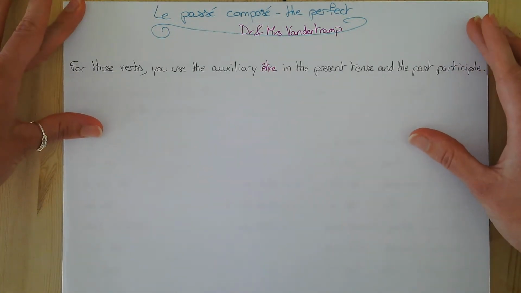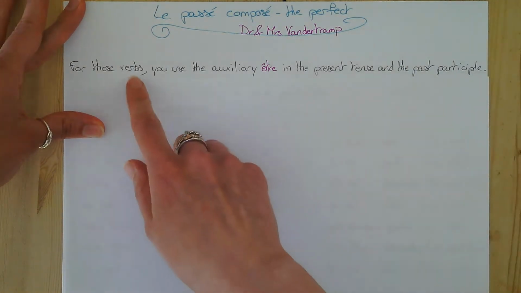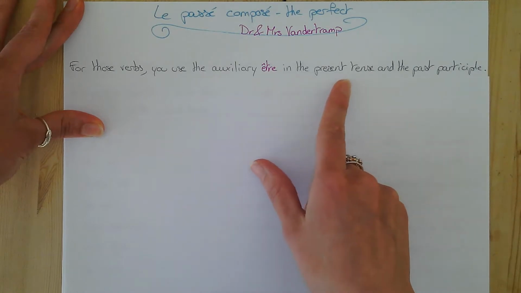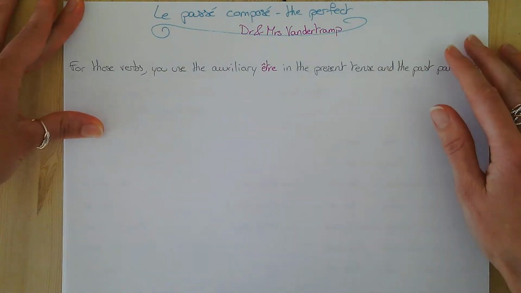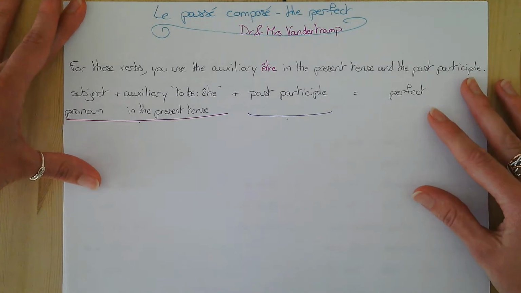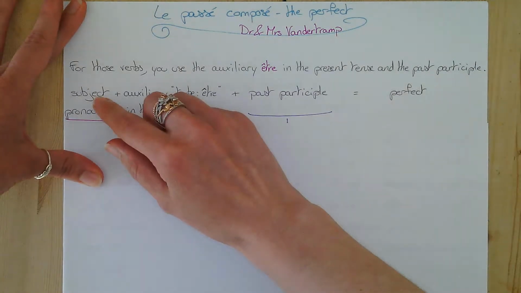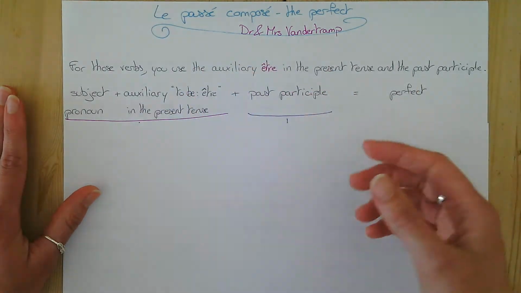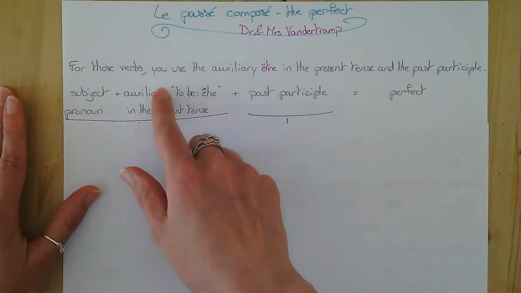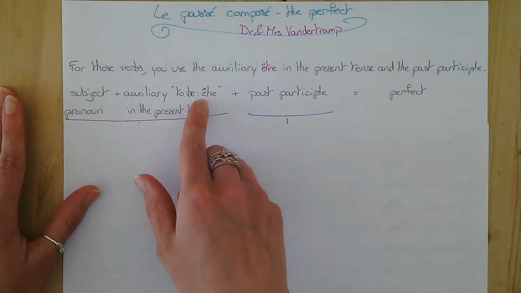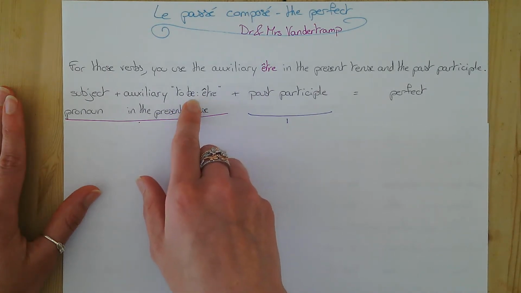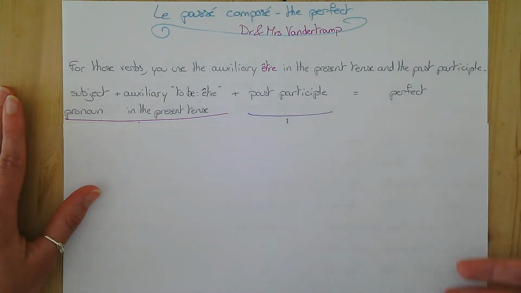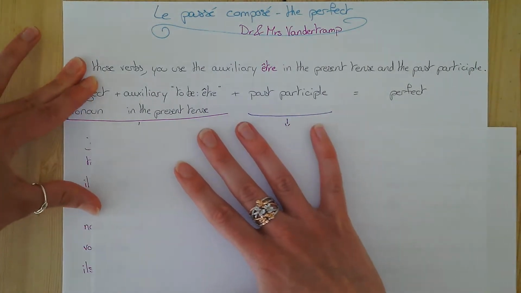For those Vandertramp verbs, you will use the auxiliary être, meaning to be, in the present tense, and then your past participle as usual. So if I decompose the process a bit more, you still have your subject pronoun, I, you, he, she, etc. But then, instead of having to have in the present tense, you have once again the auxiliary to be. And then your past participle, and that will form the perfect tense here. But let's see bit by bit.